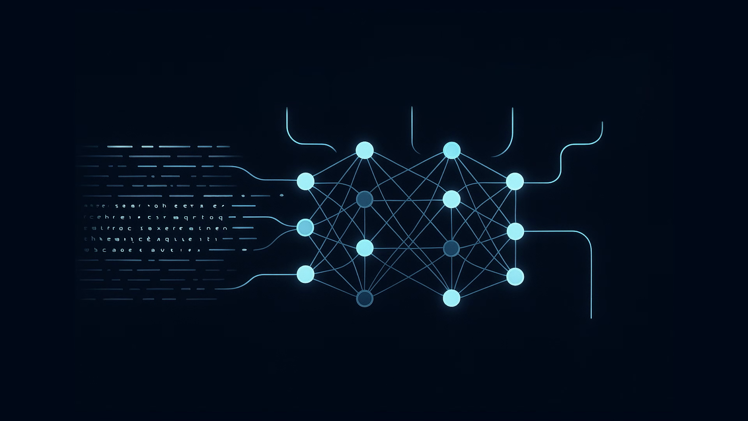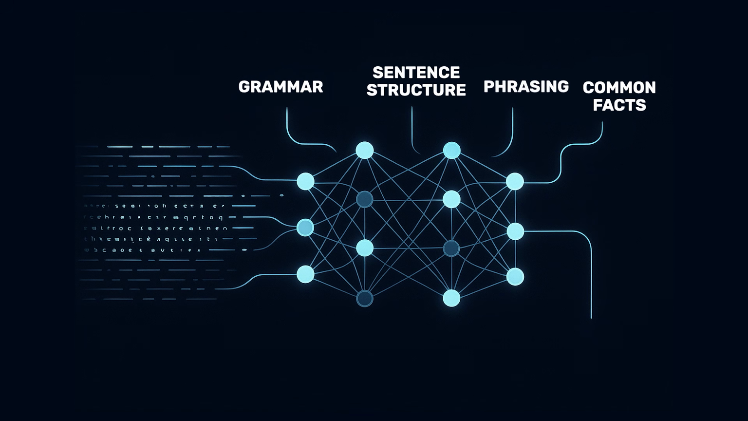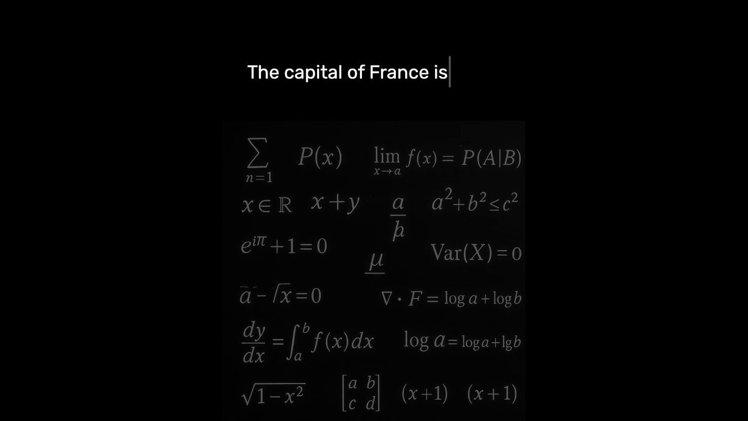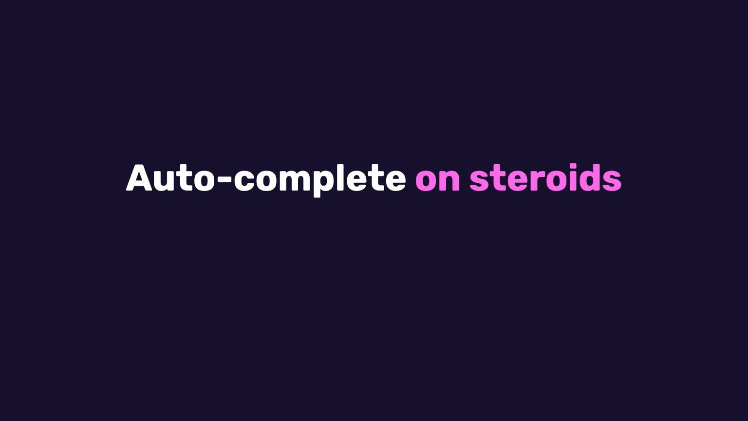Through this training, they learn statistical patterns in a language, things like grammar, sentence structure, tone, common facts, and phrasing. So when we prompt an LLM with, let's say, the capital of France is, it doesn't look up the answer, it simply predicts what a helpful response should look like based on patterns it has seen during training. It's like autocomplete, but on steroids.